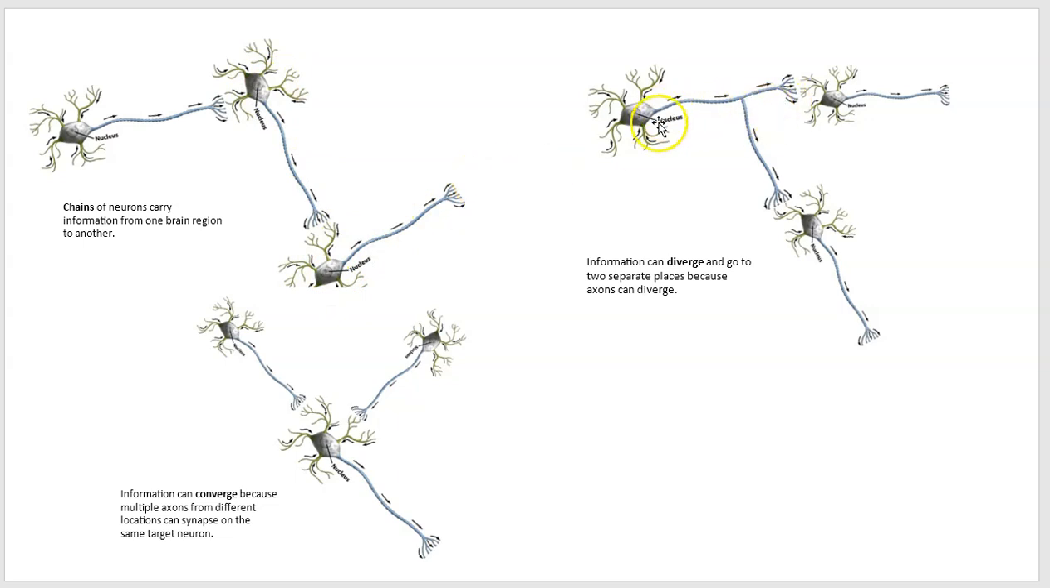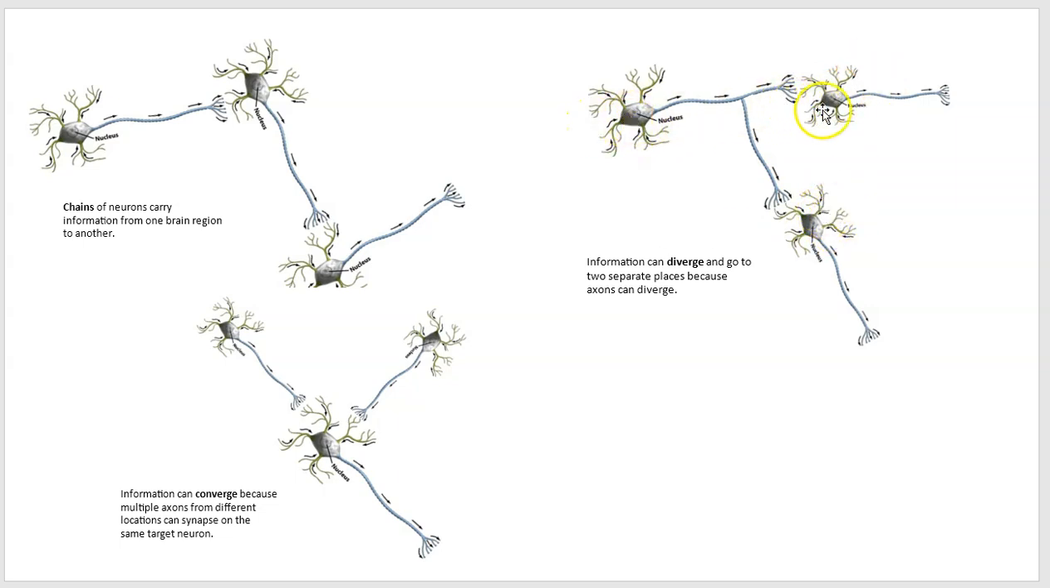Over here, we have one neuron here. Neuron number 1 sends information to two different neurons in two different parts of the brain. Now, how can that happen? Because axons can branch. So the output signals going down the axon will go to both sets of terminals. So one part of the brain can talk to two separate parts of the brain.